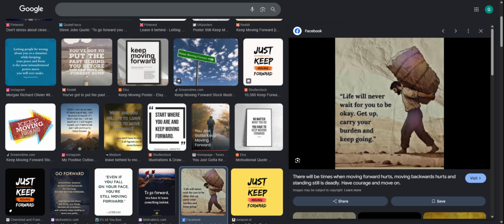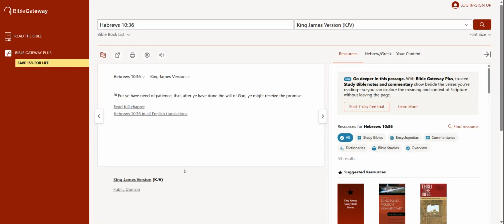Let's go to Hebrews 10:36. Hebrews 10:36. For ye have need of patience, that after ye have done the will of the Most High, ye might receive the promise. Okay?